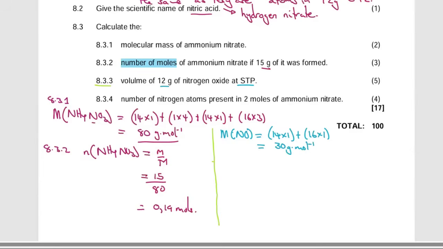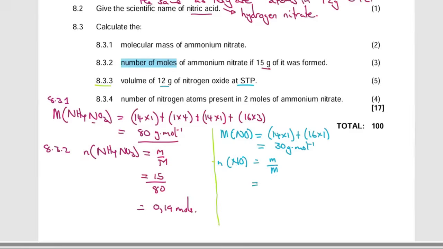Then after getting our value of 30 grams per mole, we can now proceed and calculate the number of moles of our NO there, right? So the number of moles of our nitrogen oxide is equivalent to, by formula, the number of moles is calculated by m all over M.